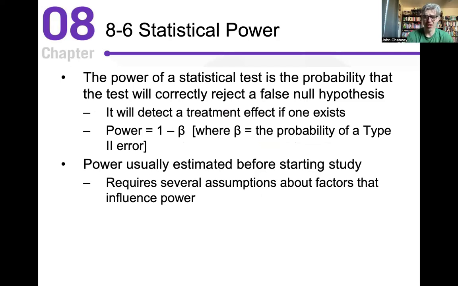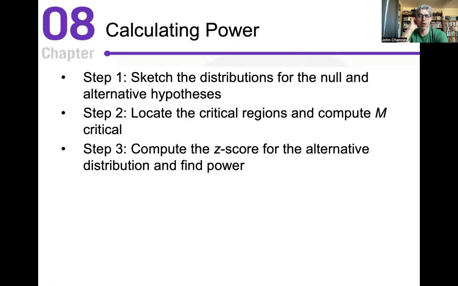There's also this idea of statistical power we have to take into consideration. Power of a statistical test is the probability the test will correctly reject a false null hypothesis. So it will detect a treatment effect if there is one that exists. So power really is just 1 minus beta, where beta is the probability of a type 2 error. And this is estimated before starting your study, making certain assumptions about the factors that might influence power.